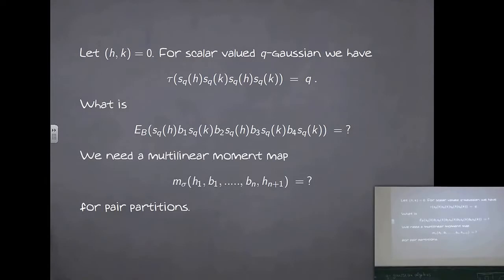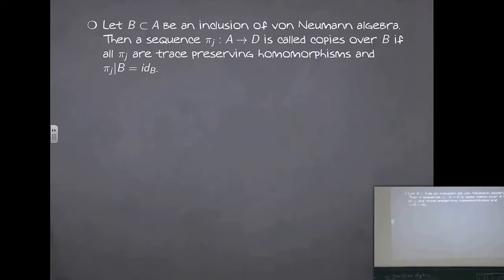This actually we could only do using quantum probability in some sense. So here's the trick. We start with an inclusion B in A. A is some kind of algebra of coefficients. B is the algebra we are concerned about. And we start with a family of copies, right? So you send A into some data algebra, which we don't know much about. It's just a large space. And we call them copies, if they're all trace-preserving star homomorphisms.